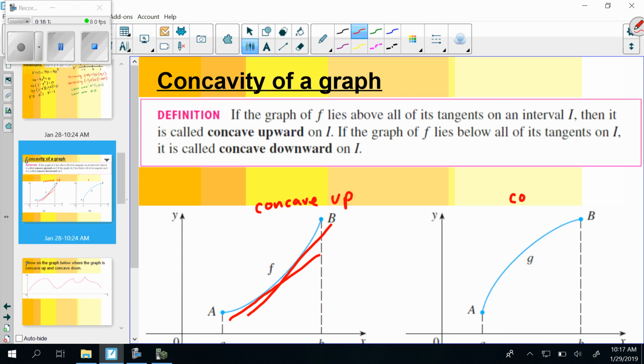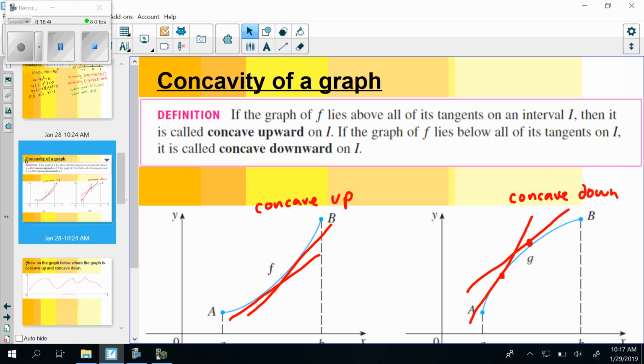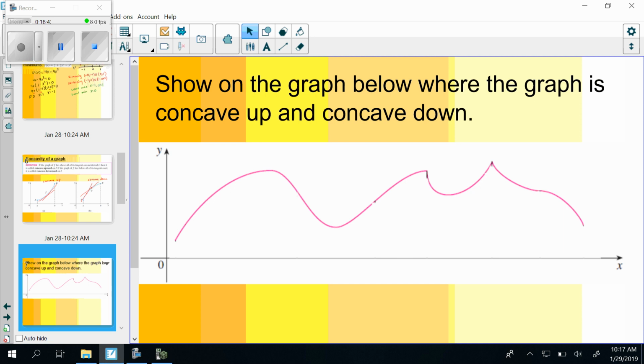The second one is an example of concave down. And concave down graphs have all their tangents above the graph. So if I draw on the tangent lines here, where the line hits the graph at one point, they all lie above the graph. So that's an example of a curvature of concave down. On this graph, they want us to show where this is concave up and concave down. So we're trying to figure out where does the graph have that kind of downward curvature or upward curvature.